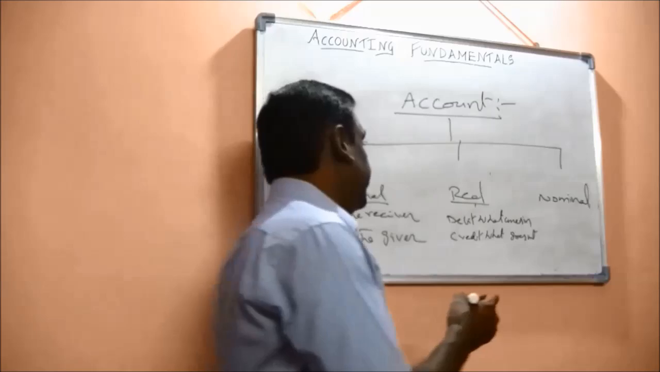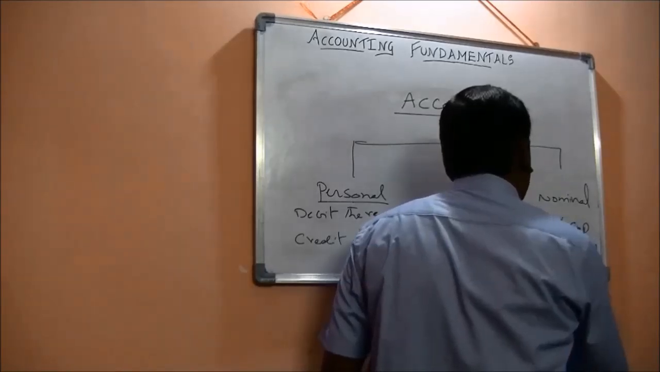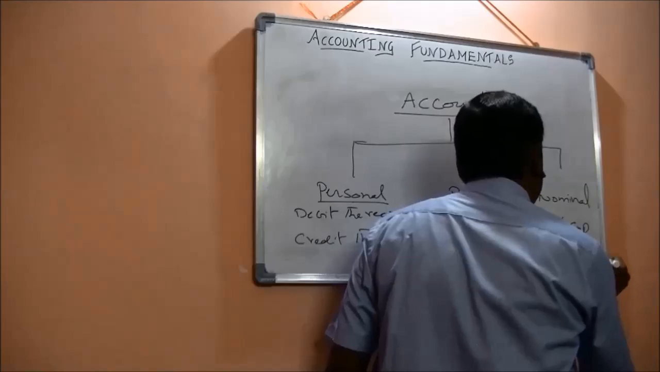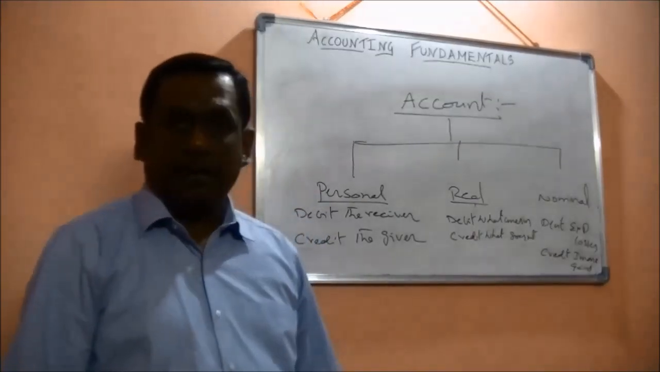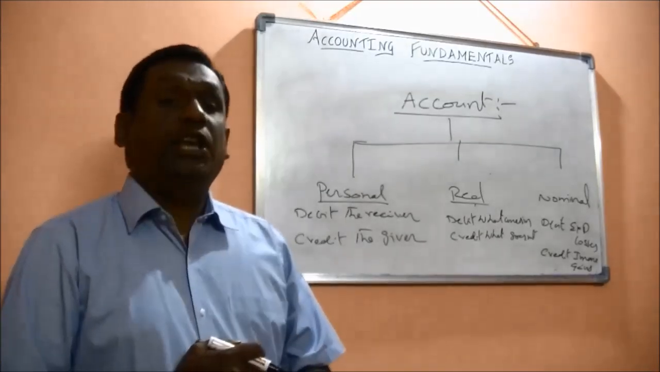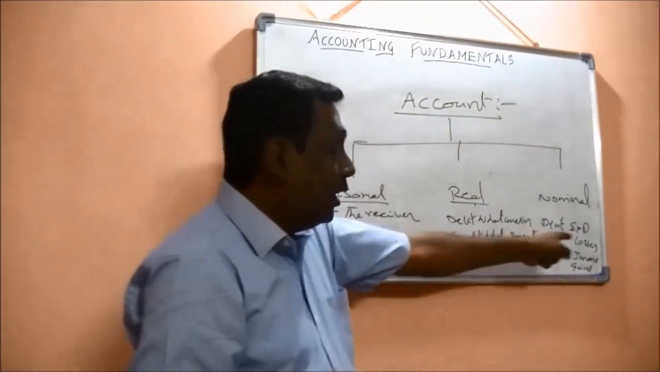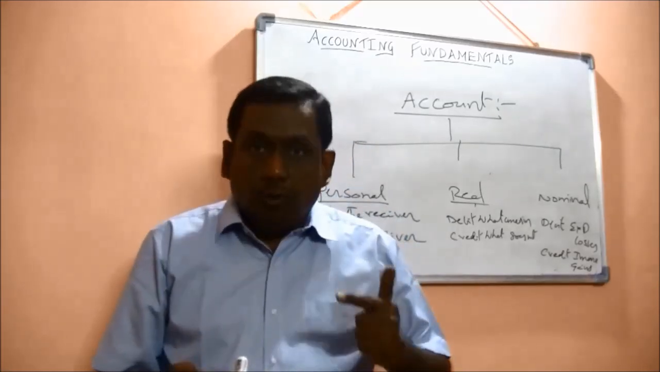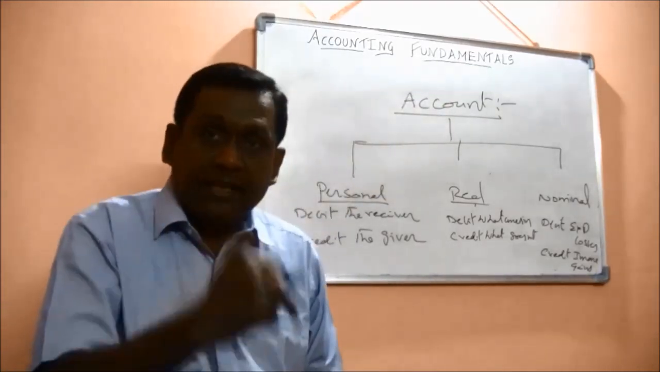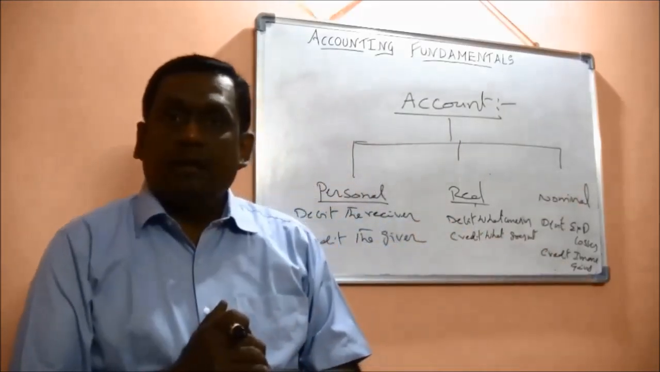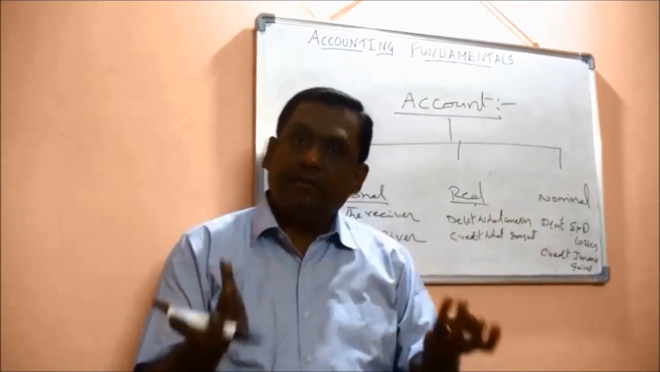Go to nominal account. Debit expenses and losses. Credit income and gains. Why are expenditure and losses debited? What I said about the expenditure definition: any amount paid by the business for the services received. So it has become an expenditure because you are receiving the services and making the payment. Since you are receiving the services, it's a receiving aspect. Hence, receiving aspect is a debit.